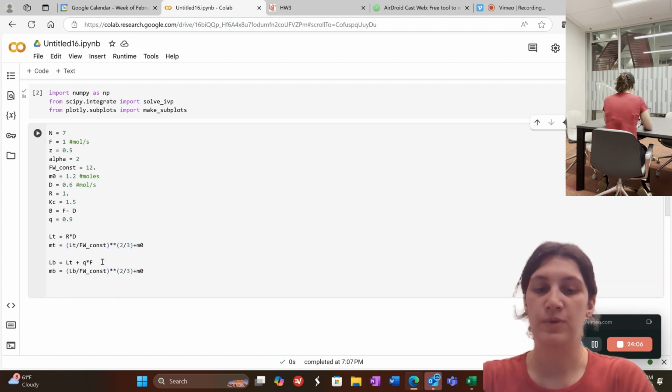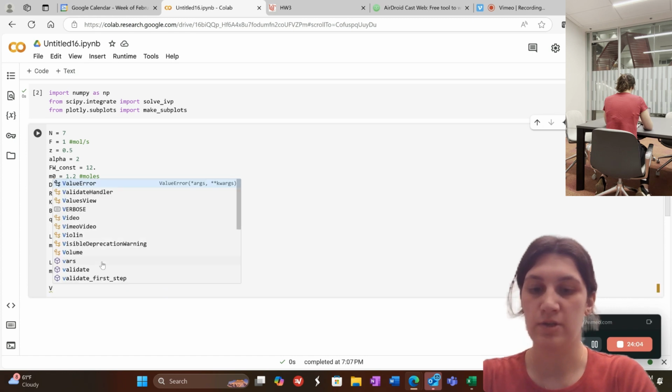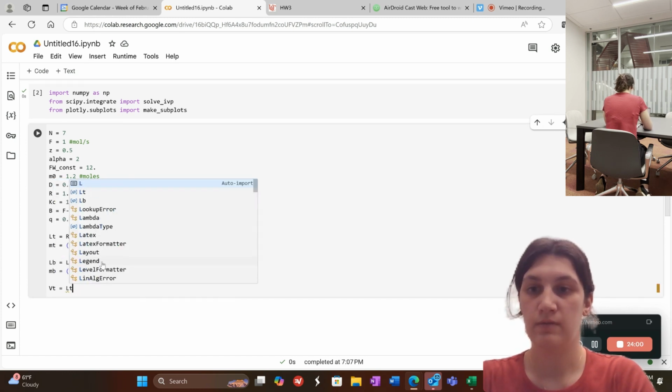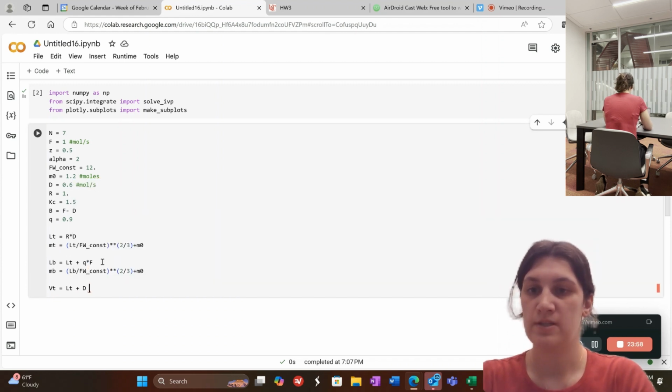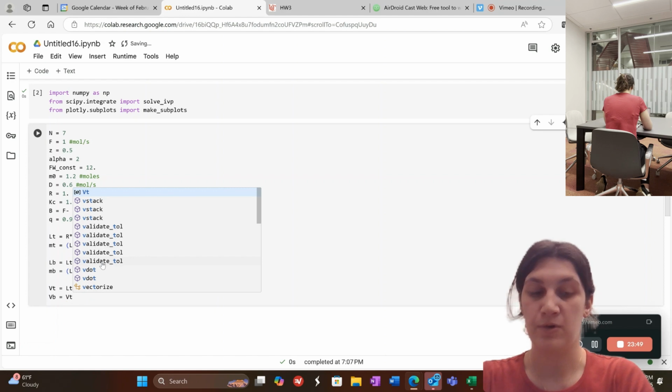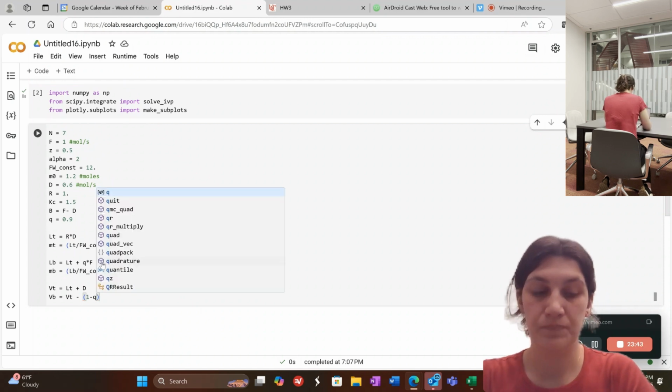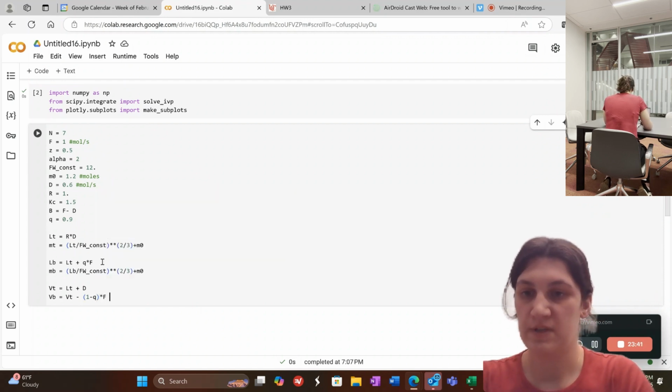Now that we have that set, we can look at our vapor flows. For the top, your vapor is the liquid flow in the top plus the distillate that's being drawn out. And then the vapor for the bottom is the vapor in the top minus the vapor that came in from the feed. That's 1 minus Q times F.